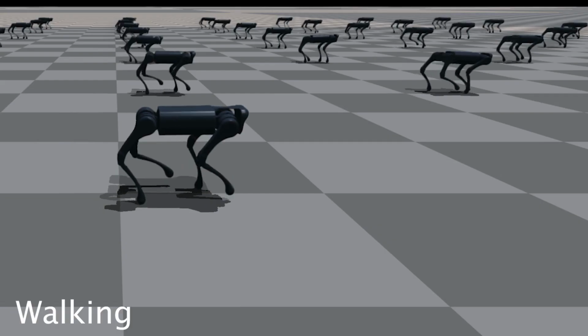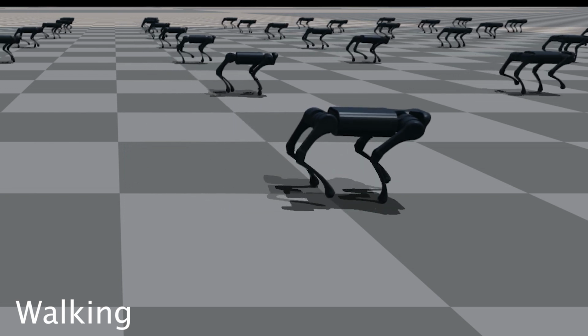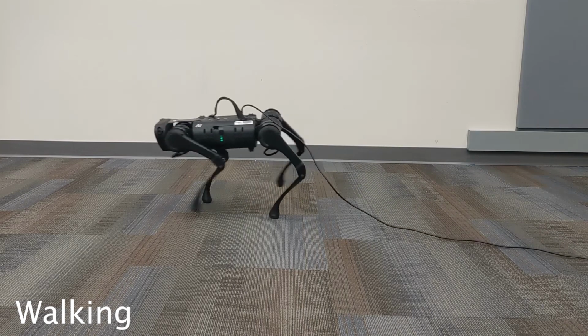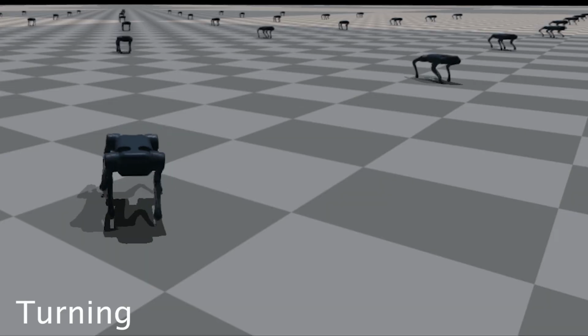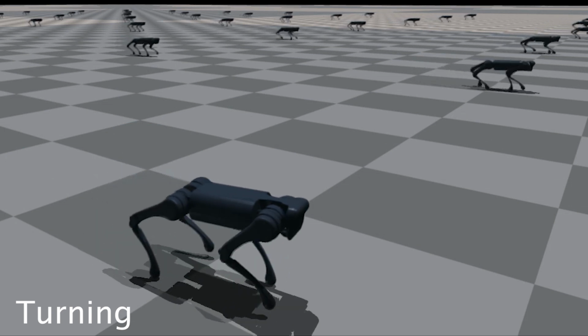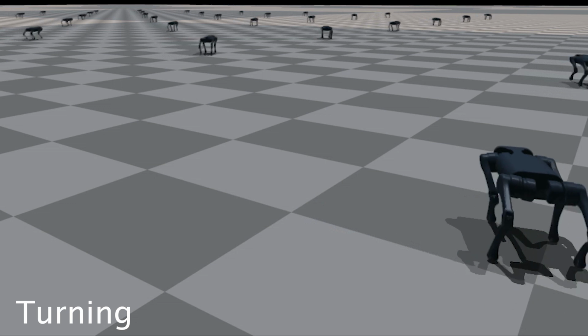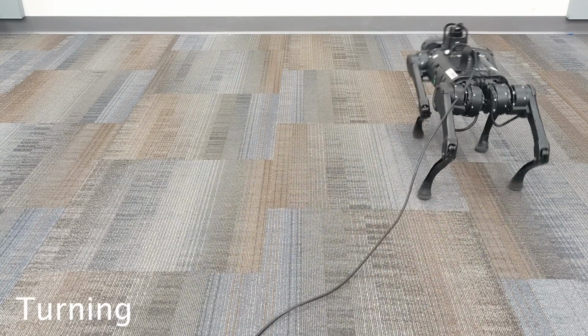First, we start with a straight walking policy that is trained from scratch using RL and ensure that we can transfer it reliably to the real world. By perturbing the walking policy, we then teach the robot to turn. By testing each intermediate skill, we ensure that we have successful sim-to-real transfer.